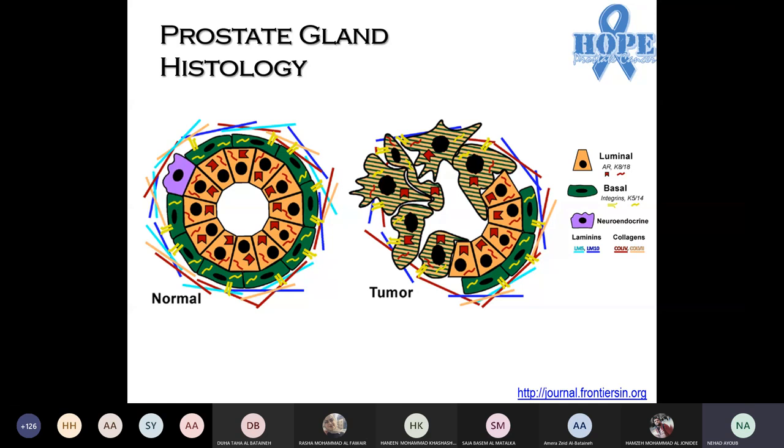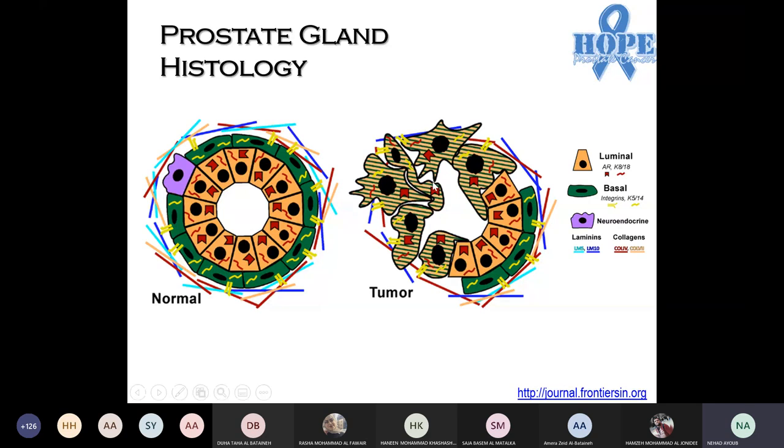Now in a small number of cases, maybe 15%, 20%, the transformed cancer cells, when the normal epithelium transforms, lose androgen receptor expression, and so by definition we call these androgen independent tumors. Their growth is not dependent on the hormone.